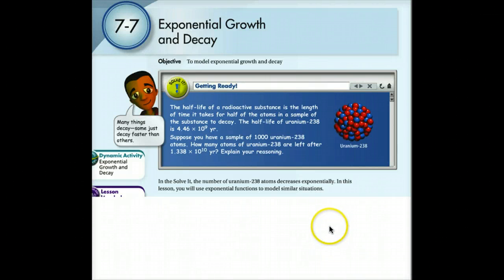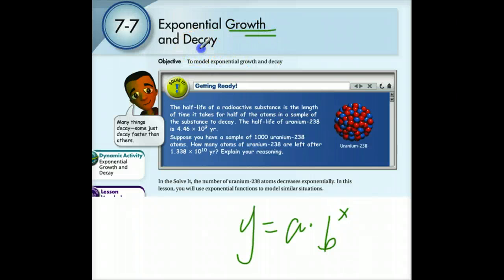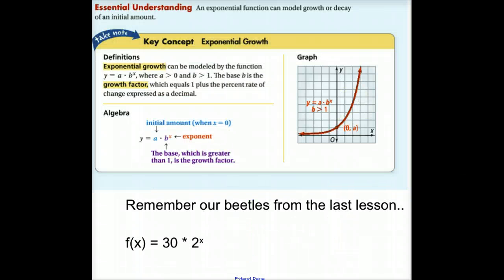Lesson 7-7, Exponential Growth and Decay. So again, we're working with our exponential functions, which we learned in the last lesson. That can be written as y equals a times b raised to the x power. However, with these functions, sometimes things are growing exponentially and sometimes things are decreasing, or we call it decaying exponentially. So we're going to explore both of those.